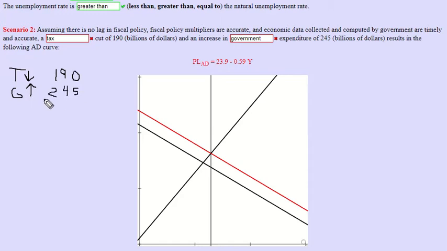So the fiscal budget balance is negative 435, because it's T minus G. Taxes went down by 190, so that's a negative 190 minus 245. So it's equal to a negative 435. We're in the hole. The government's in the hole. 435.